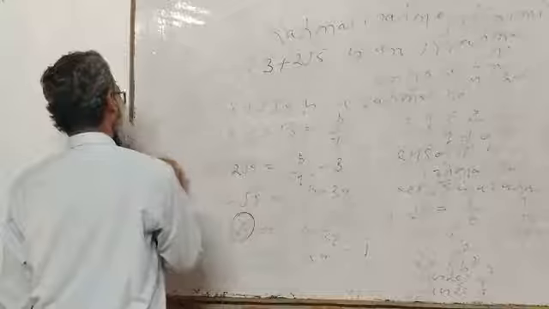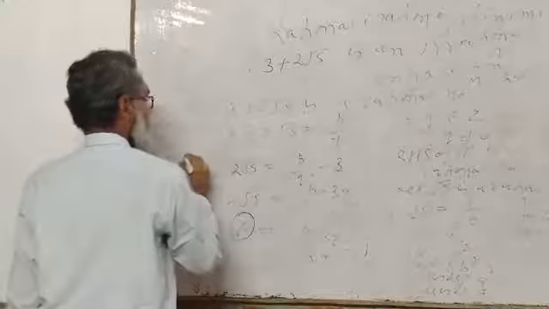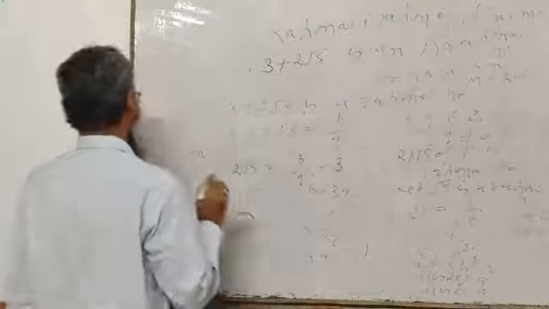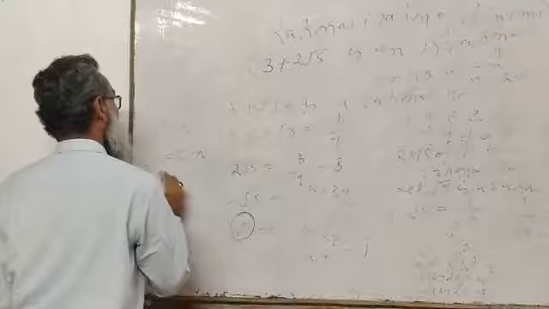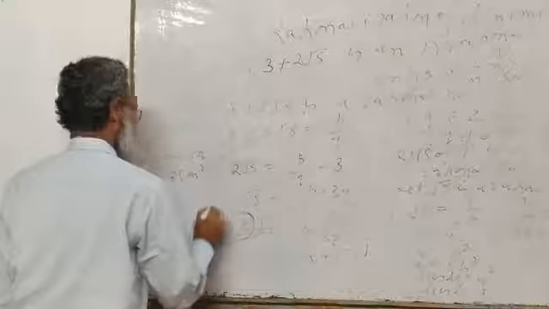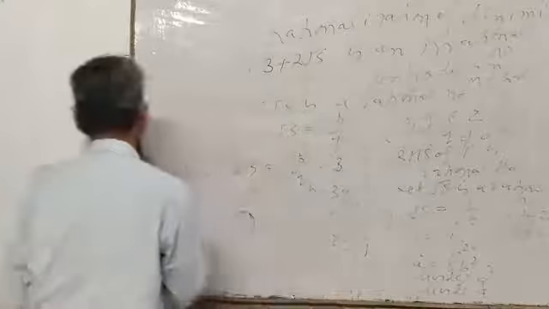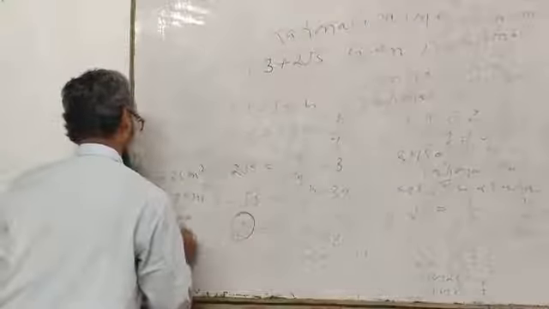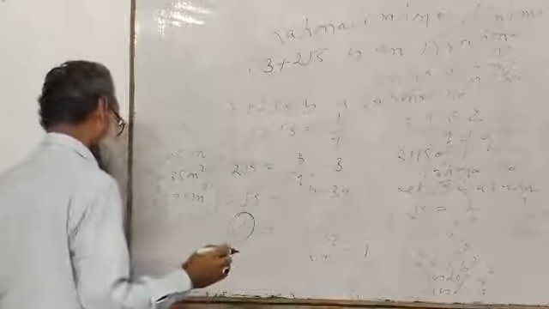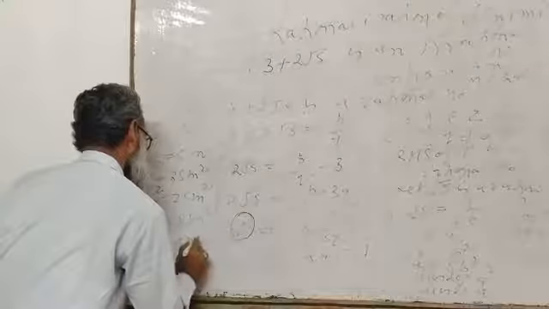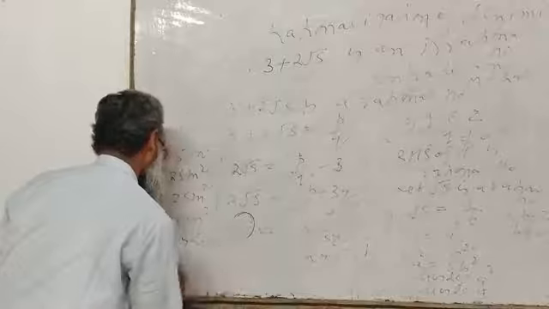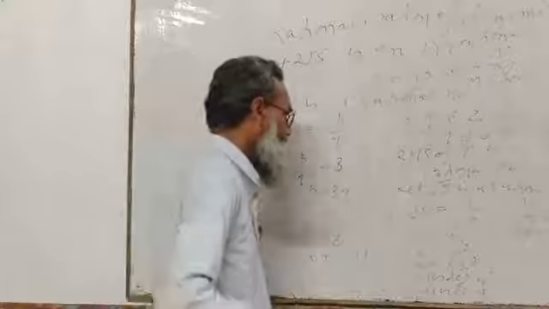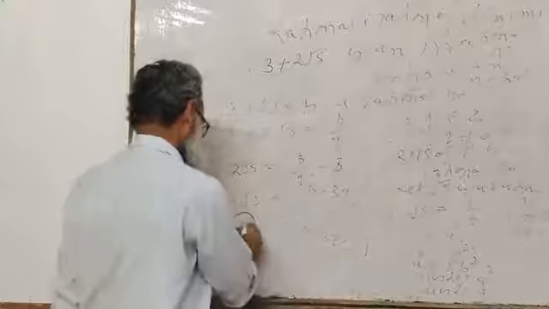So a is equal to 5m, suppose. So a square equals 25m square. A square is 5b square, so 5b square equals 25m square. So b square is 5m square. That is, 5 divides 5m square, so 5 divides b square, that is, 5 divides b. So what did I get here? 5 is dividing a and b both.